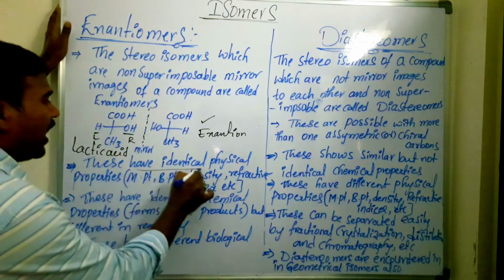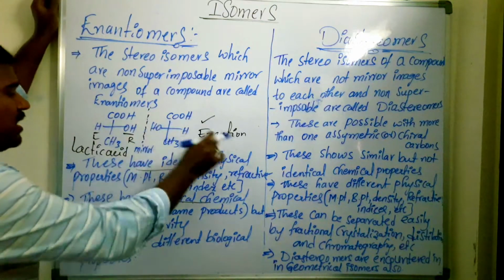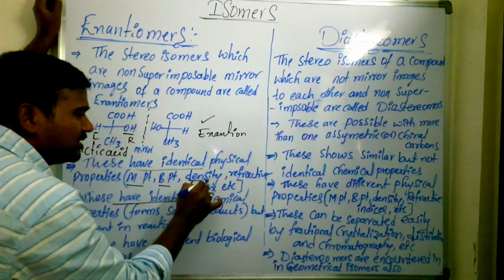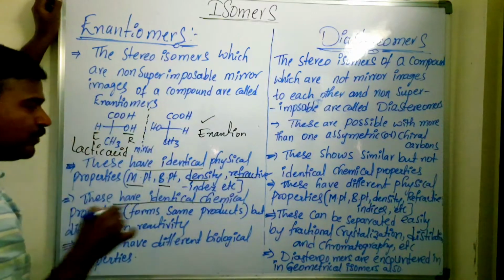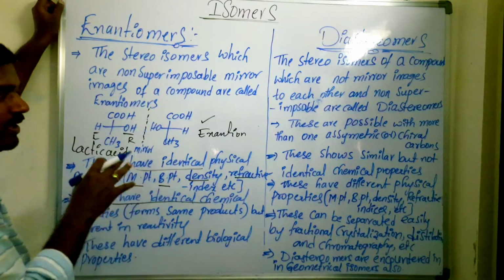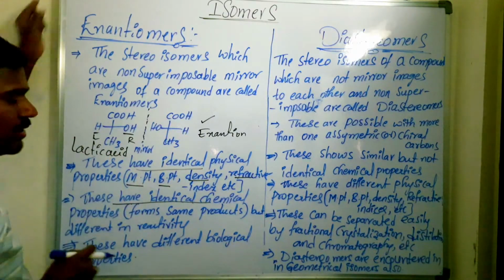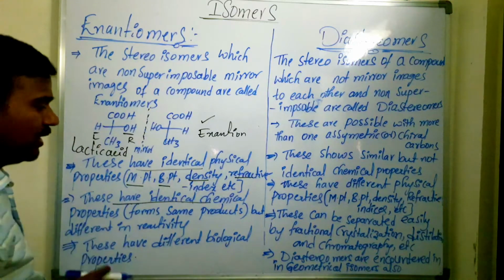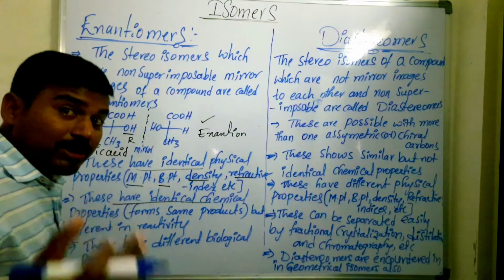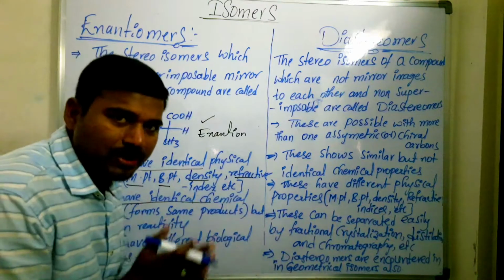are having identical physical properties and identical chemical properties. Identical physical properties like melting point, boiling point, density, refractive index, etc. These physical properties will be almost identical for the enantiomers. Now take the chemical properties also. Chemical properties are also similar. They are having identical chemical properties. Identical chemical properties indicate what? They form the same type of compounds.